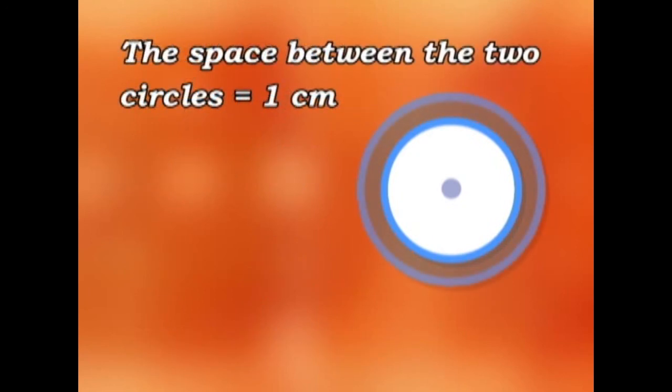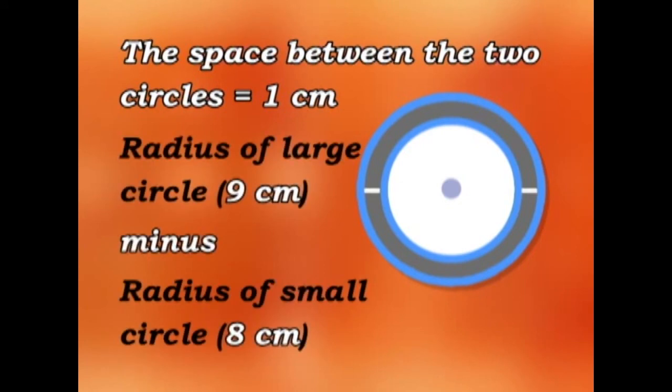So the space between the two circles is 1 centimeter. 9 minus 8.